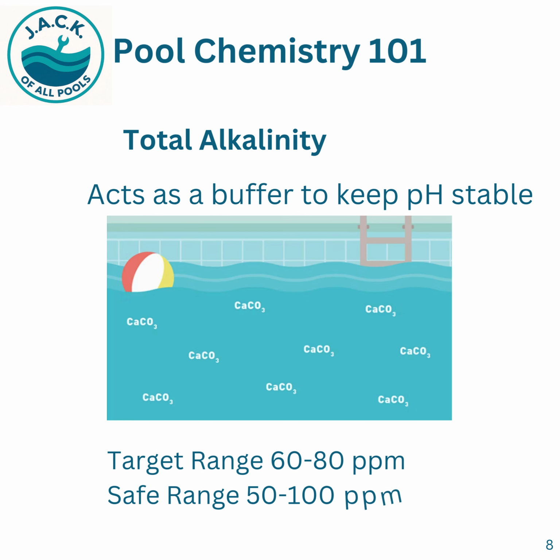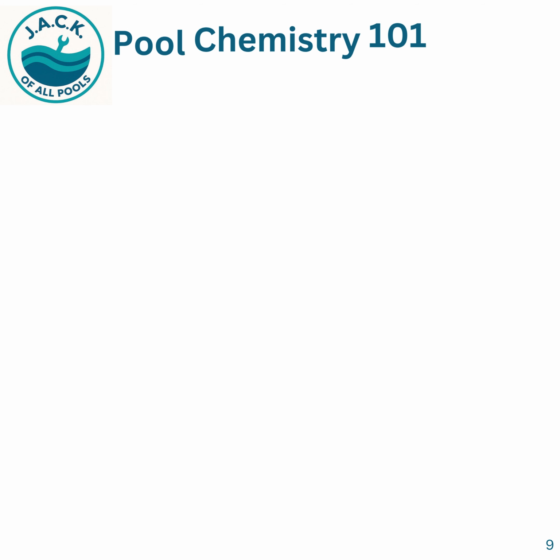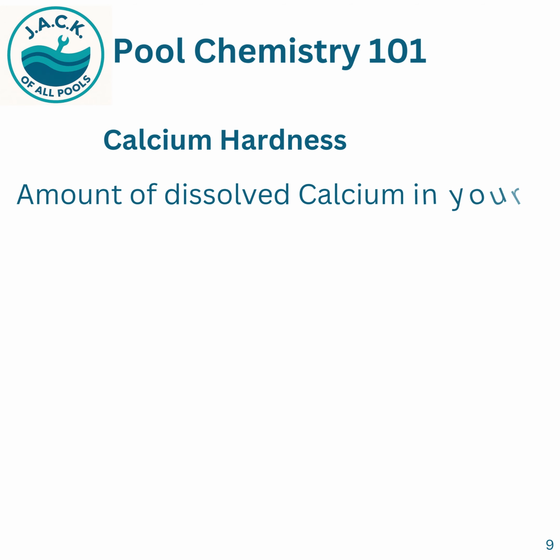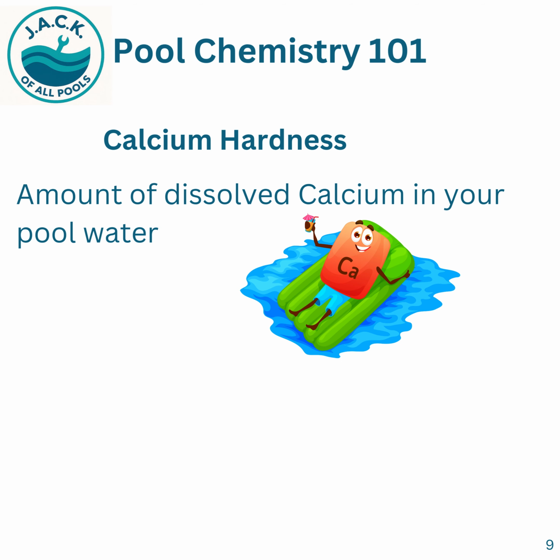Up next, we'll talk about calcium hardness and why your water needs some calcium. Calcium hardness is key in keeping your pool water balanced and your surfaces protected. Calcium hardness refers to the amount of dissolved calcium in your pool water. It's one part of what we call total hardness, and it's important because it affects how water interacts with your pool surfaces and equipment.